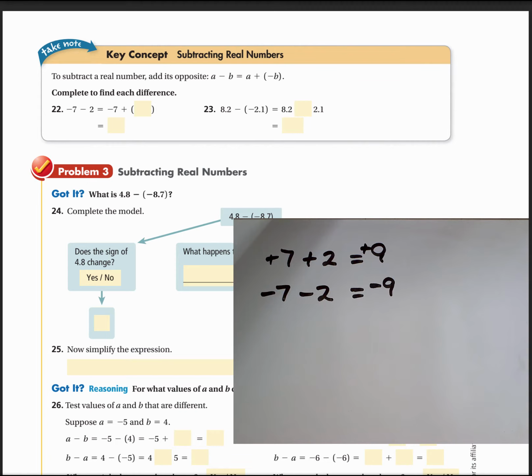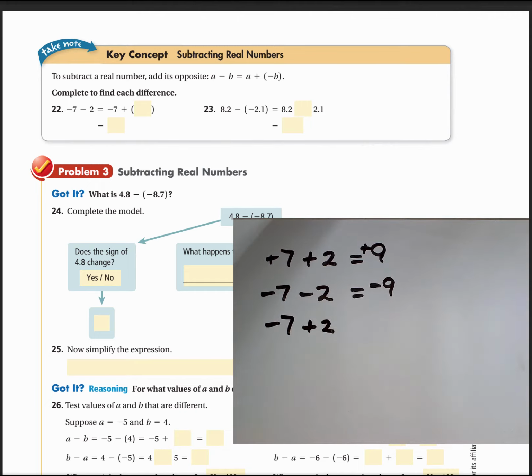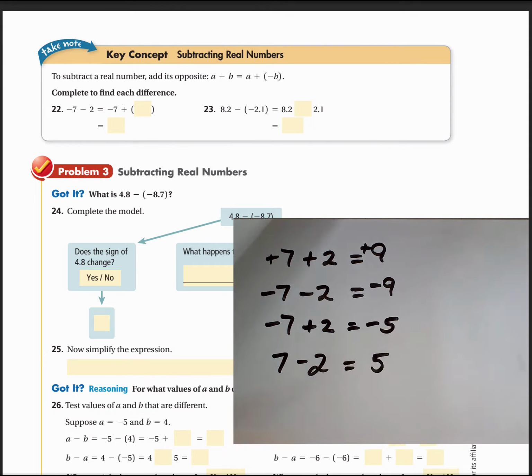Now what happens when we have -7 plus 2? I'm going to show you something pretty slick. And even if it was like this, 7 minus 2. You would figure this one out pretty quick, wouldn't you? 7 minus 2 is what? 5. Guess what -7 plus 2 is? It equals -5.